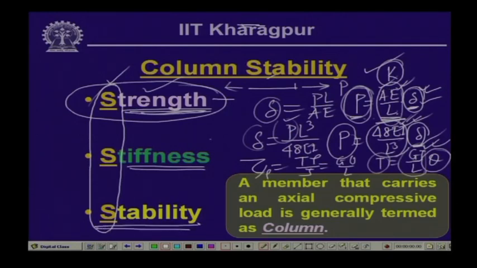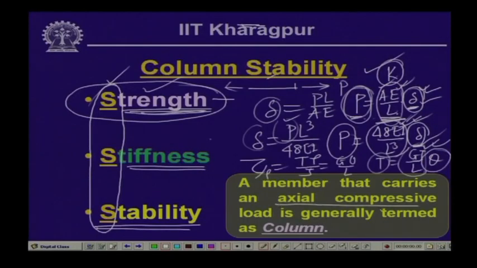Now, in this particular lesson, of course, we will be discussing the stability with reference to the column member, though strictly speaking stability does not mean the stability of column alone, it can be stability of different members as well. But in this particular course we will be looking into the stability of the column members only. Now, a column member is a member which generally carries an axial compressive load, and we call those kinds of members the column members.